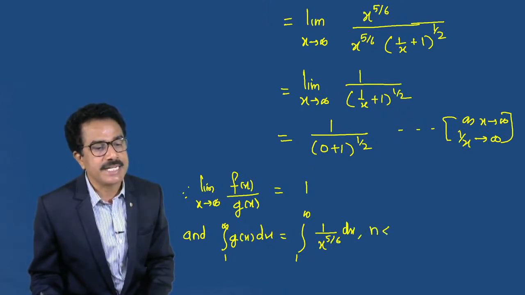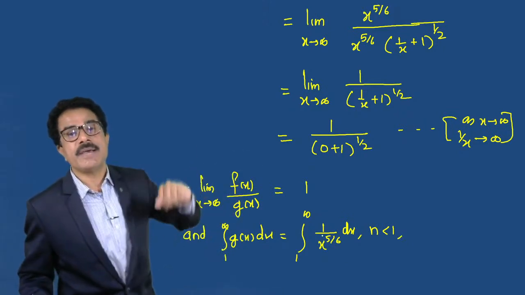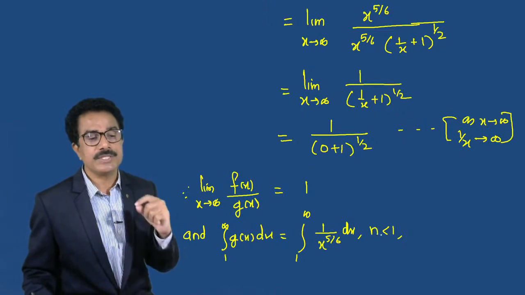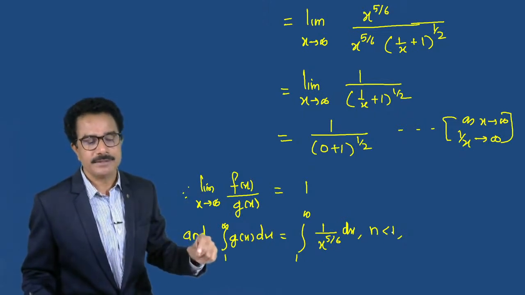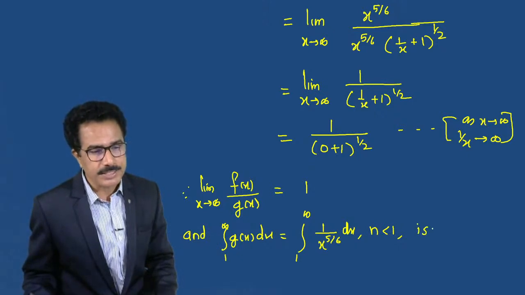Here n is less than 1. Tell me, now is this convergent or divergent? This is a divergent, because if n is less than 1, then it is divergent. Therefore it is divergent.